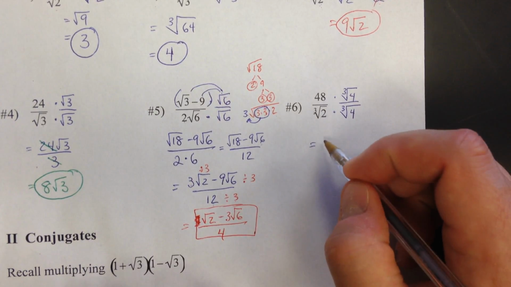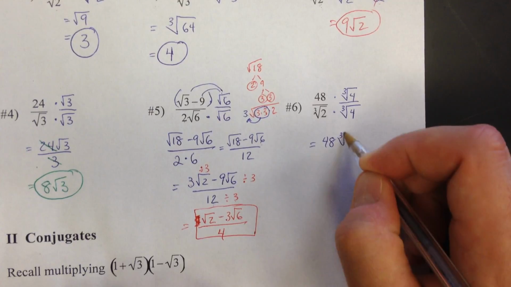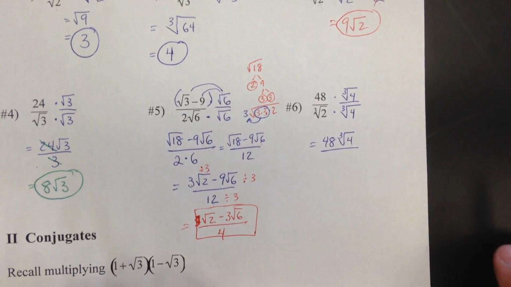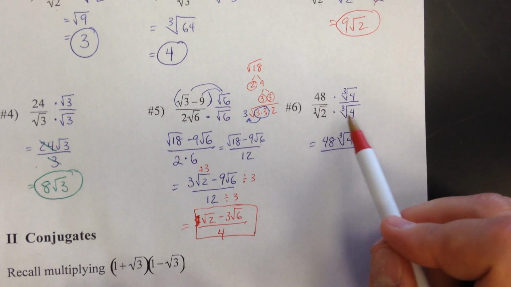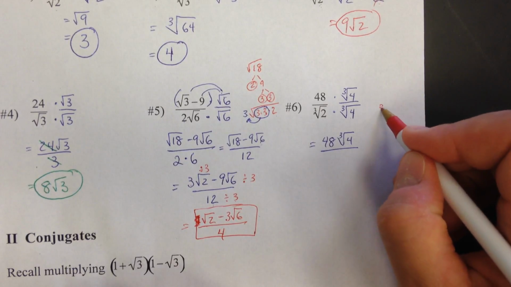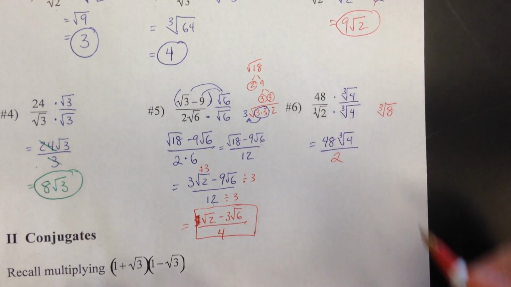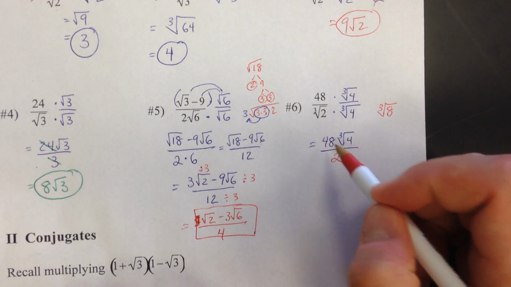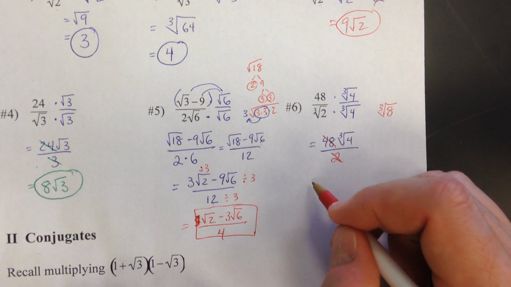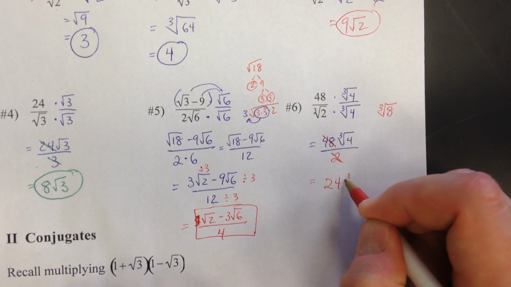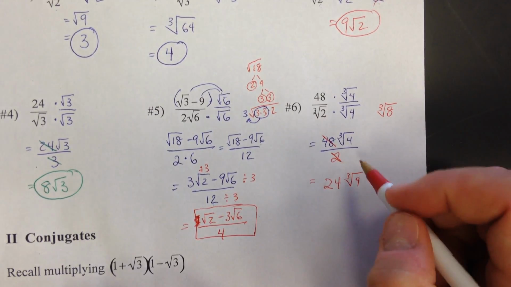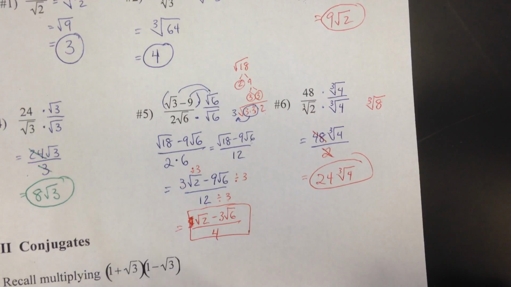and we get up top 48 cube root of 4 over, now the cube root of 2 times the cube root of 8 on the side, times the cube root of 4 is the cube root of 8, which is 2. Can we divide? Yes, we can. 48 divided by 2, you get 24 cube root of 4, and that's as far as we can go with that.